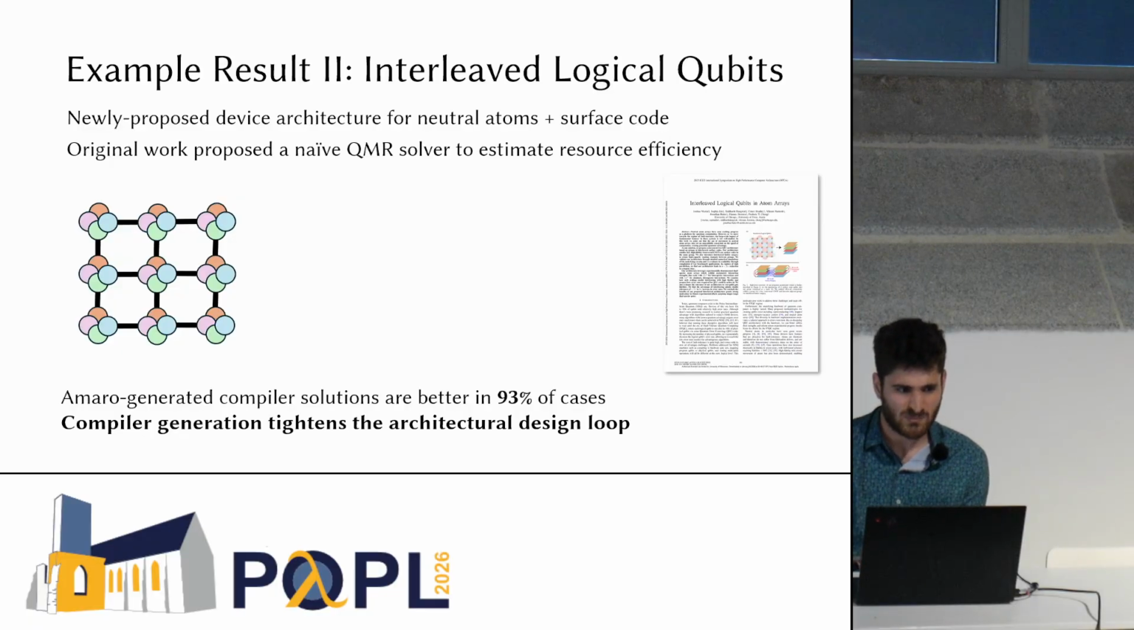And so this goes back to one of the motivating reasons I gave for compiler research: we're using compilers in order to evaluate proposed architectures, and by developing better compilers in this way, we can more quickly get more precise answers about what the right way to move forward in terms of quantum architecture design is.